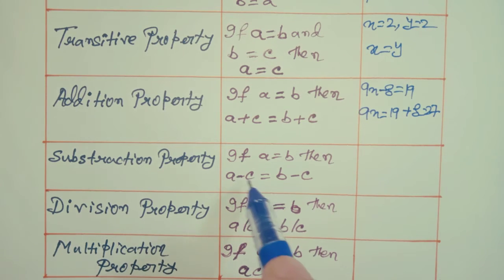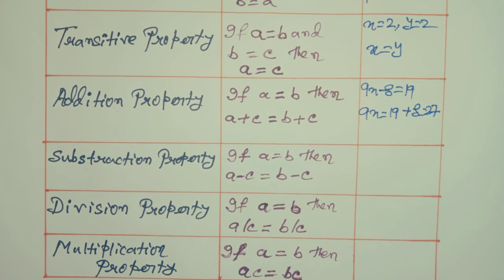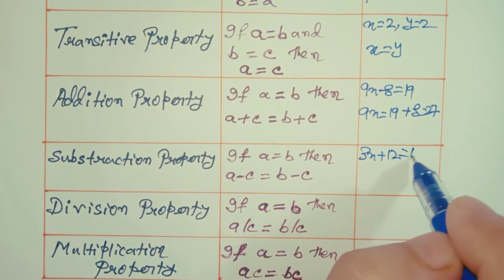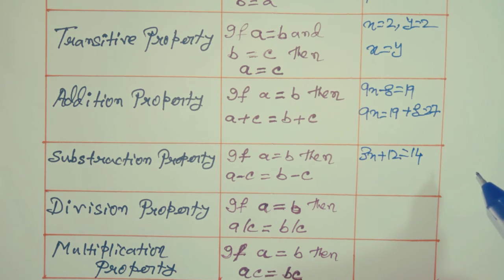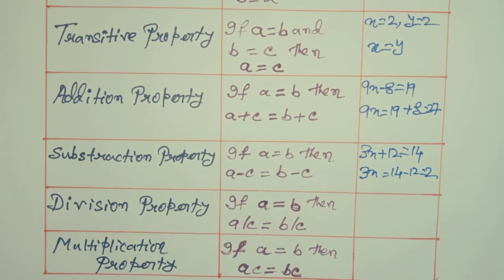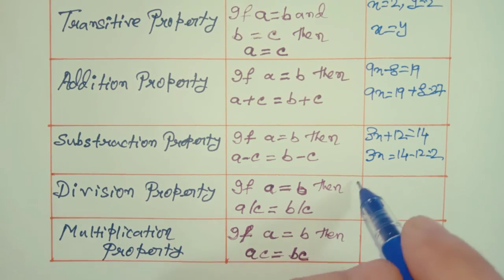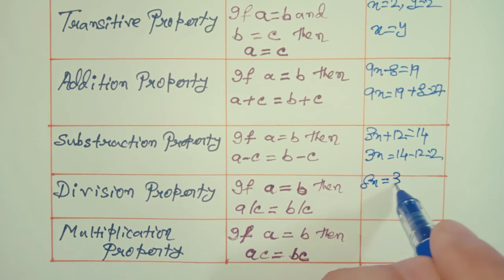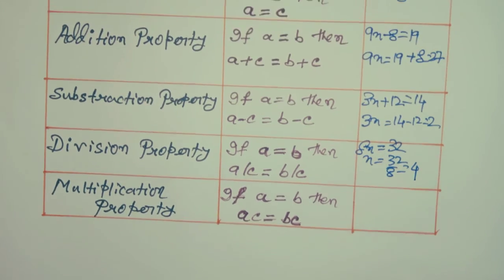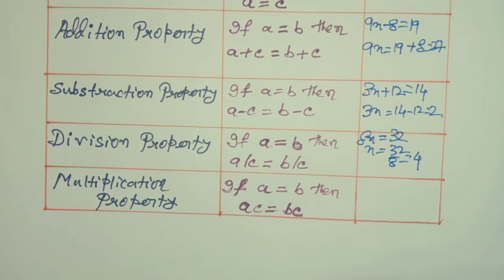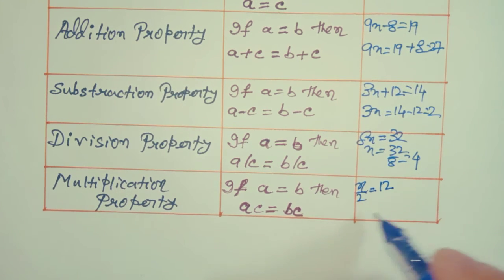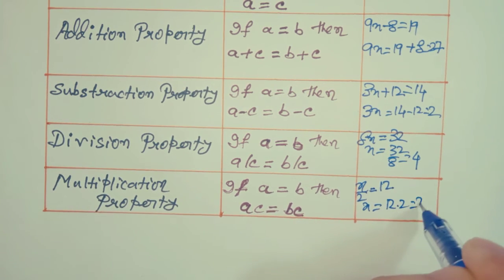Let us come to the subtraction property. Say 3x plus 12, just taking any figure, equals 14. Then I can take 3x equal to 14 minus 12, that is 2. What is the division property? We already know. If 8x equals 32, then x equals 32 by 8, which is 4. These are quite simple. Now the multiplication property: if x by 2 equals 12, then x equals 12 multiplied by 2, equal to 24.